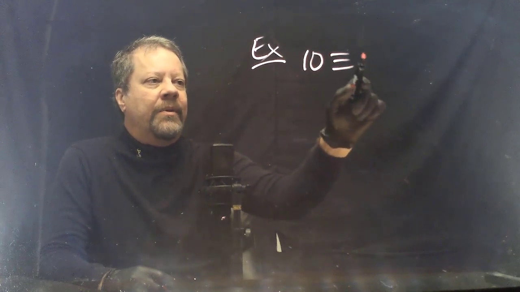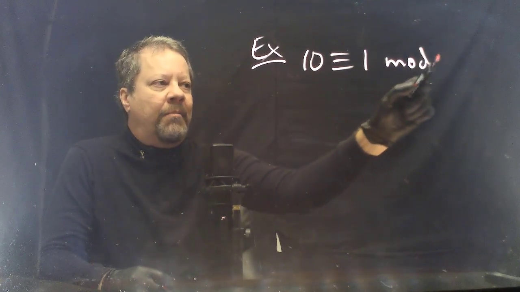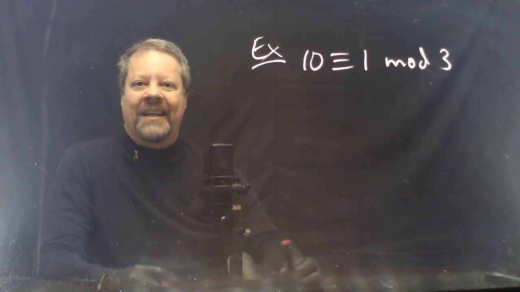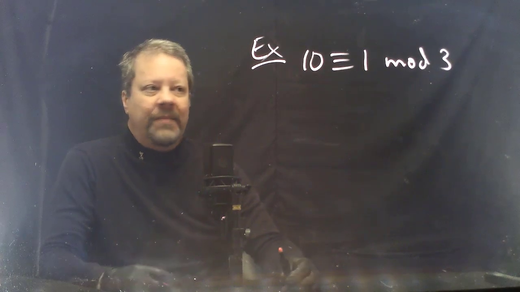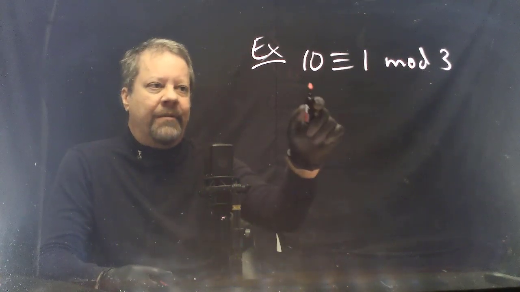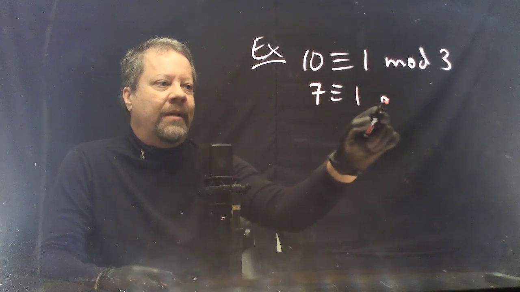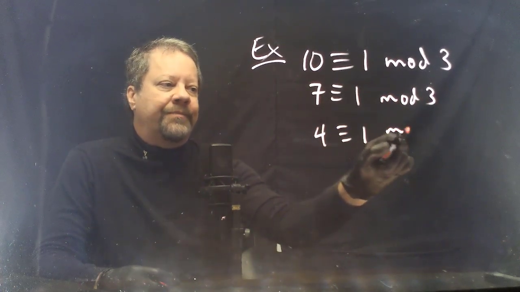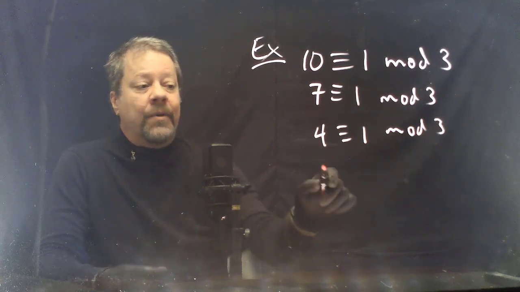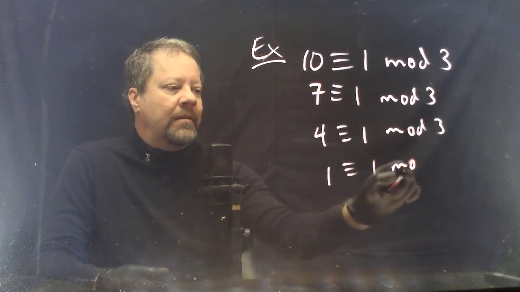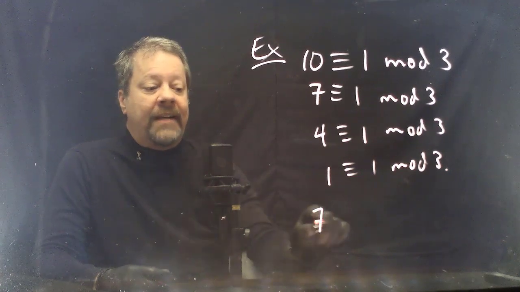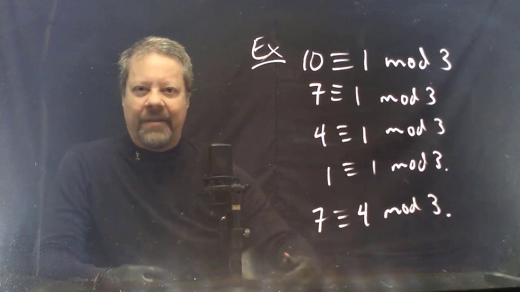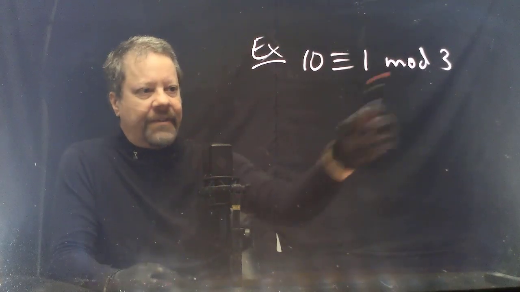10 is congruent to 1 mod 3. You can subtract 3 3's, making it equal to 1. But there are other numbers congruent to 1 mod 3. 7 is congruent to 1 mod 3. 4 is congruent to 1 mod 3. And, of course, 1 is congruent to 1 mod 3. We can also say 7 is congruent to 4 mod 3.